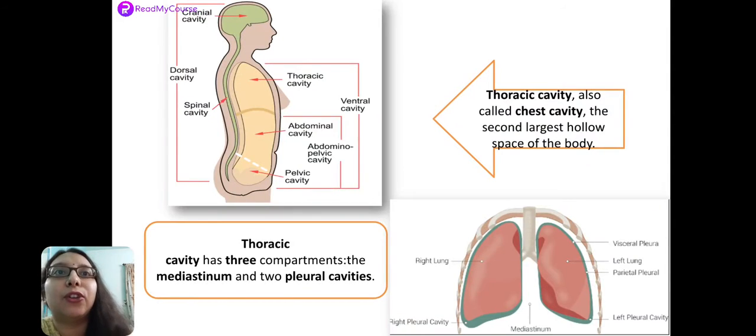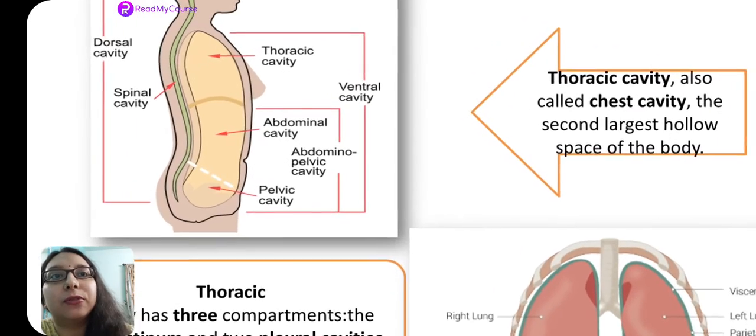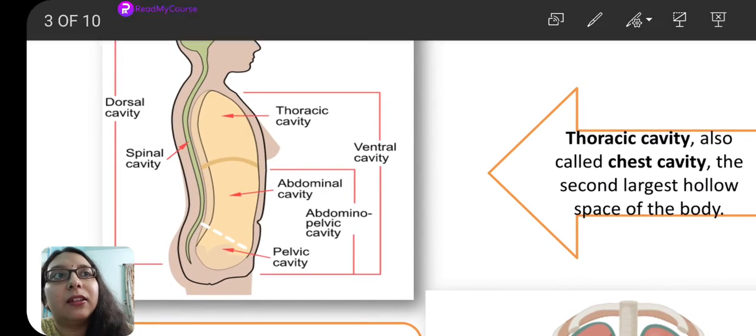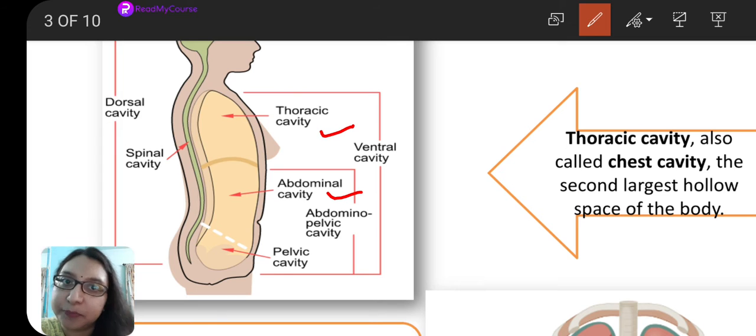So moving on to our first slide. The first thing that I want you to do is to have a good look at this picture. What are we noticing over here? We are finding that when we are seeing a human being from the side view, we are observing a thoracic cavity and an abdominal cavity. The thoracic cavity is divided from the abdominal cavity by a structure.